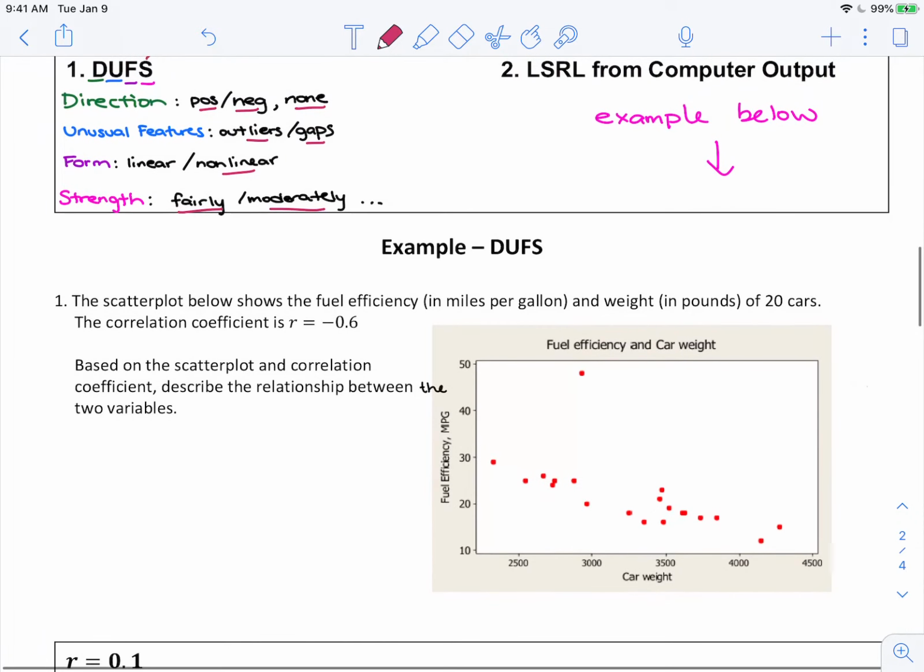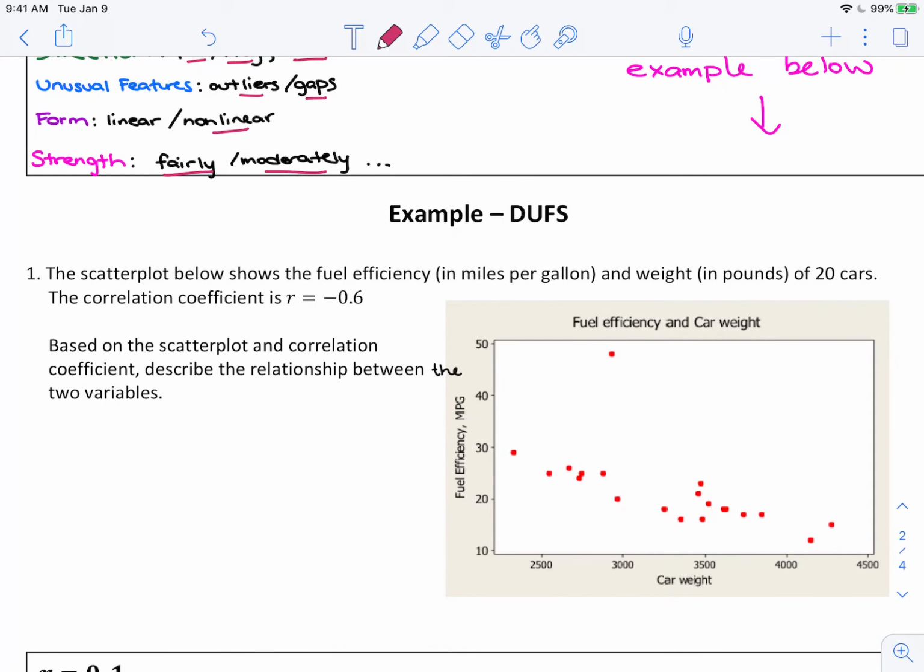Let's do number one. This is actually a throwback question from your 3.1 quiz. The scatter plot below shows the fuel efficiency in miles per gallon and weight in pounds of 20 cars. The correlation coefficient is R equals negative 0.6. Oh, how nice of them to give that to us. That will help us look at the strength. Based on the scatter plot and correlation coefficient, describe the relationship between the two variables. So ding, ding, ding, they said describe the relationship between the two variables. There's a relationship when there's two variables.